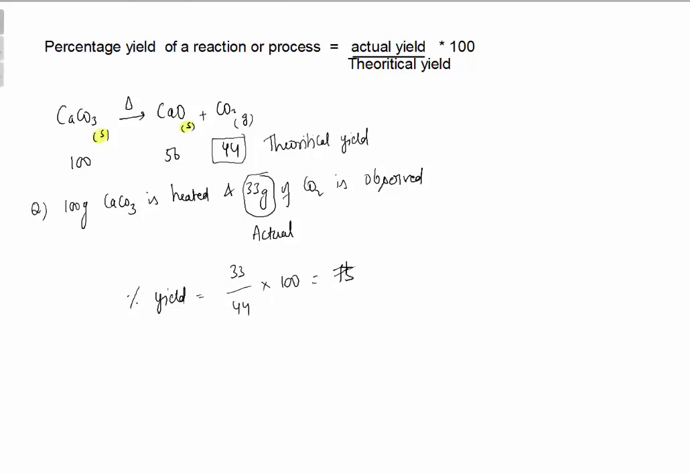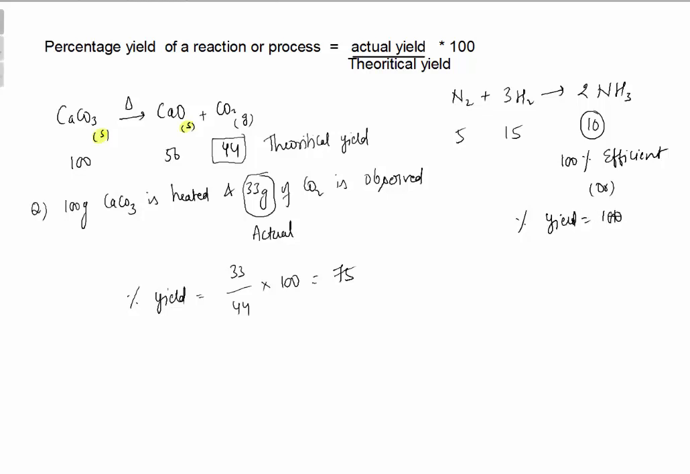Please remember, in the earlier example we explained N2 plus 3H2. There is one more equation: N2 plus 3H2 gives 2 ammonia. If I take 5 moles of this and 15 moles of this, I'll end up with 10 mole of this. This will happen only if the system is 100% efficient, or percentage yield is equal to 100. Otherwise, proportionately, the product will also decrease.